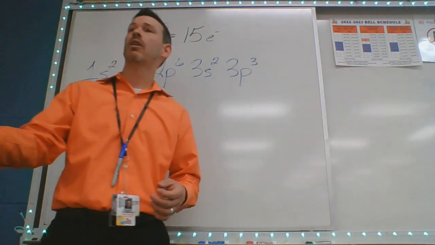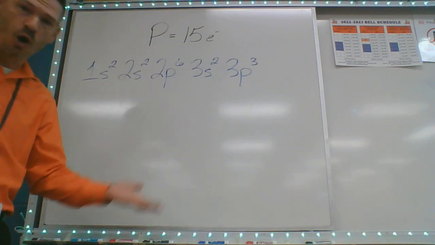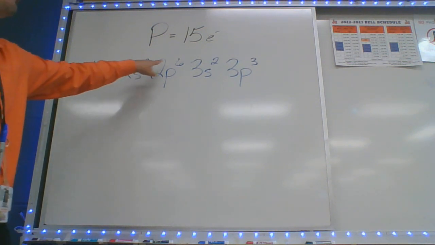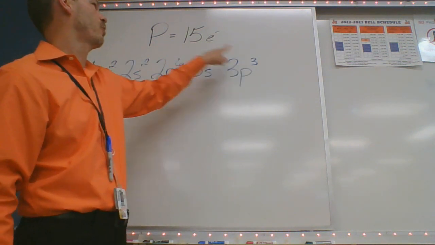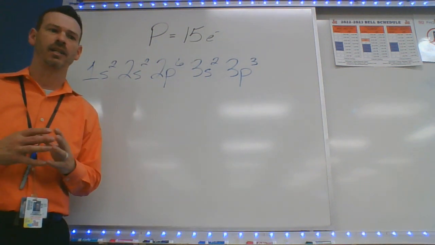You can check your work by adding up the exponents. The exponents are the arrows. So 2 and 2 is 4, and 6 is 10, and 2 is 12, and 3 is 15. So it's a good habit if you are second guessing yourself.